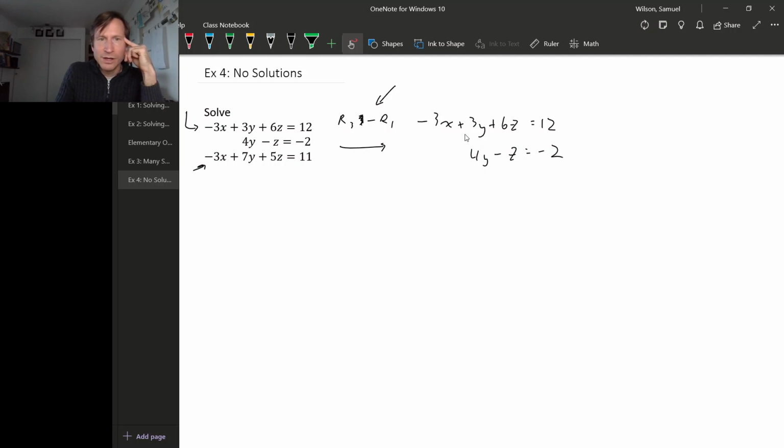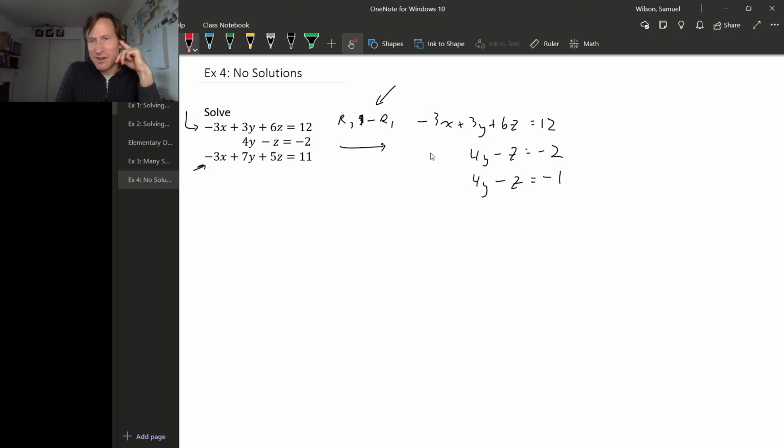And then we are doing third row minus first row. So that leaves us with no x's. Then 7y minus 3y is 4y, 5z minus 6z is minus z, and 11 minus 12 is minus 1. Okay, now things look a little suspicious, but let's press onwards.